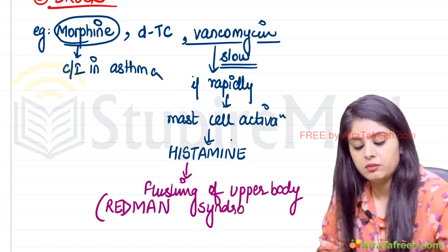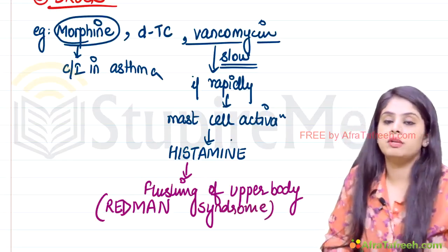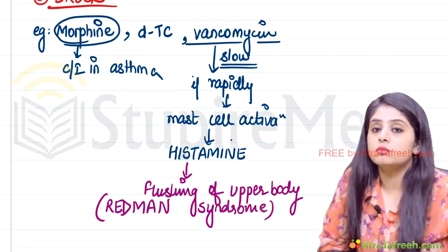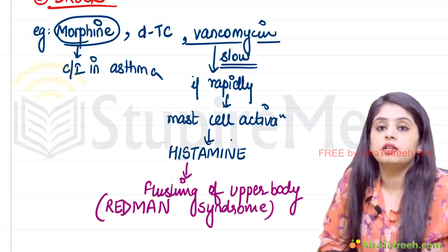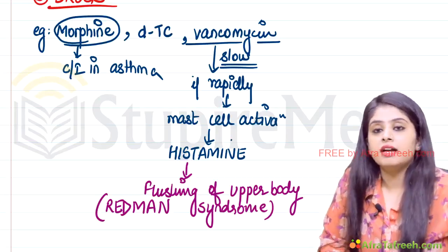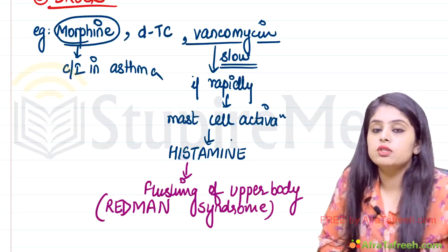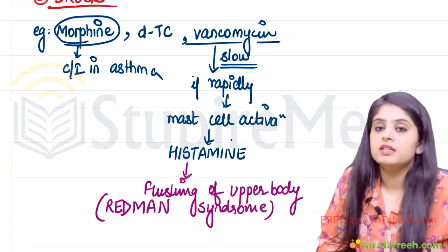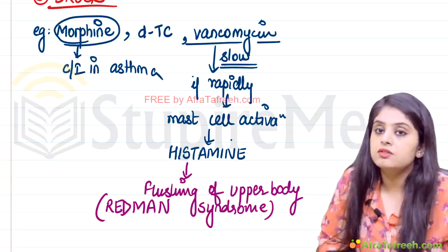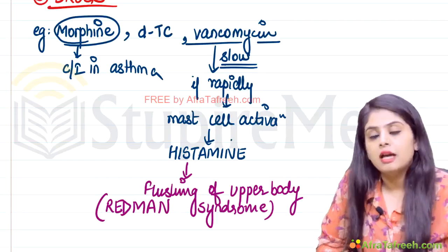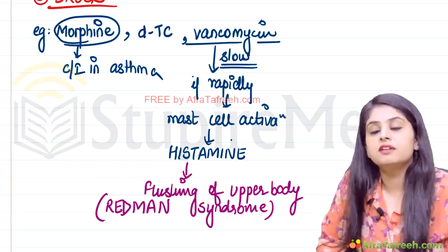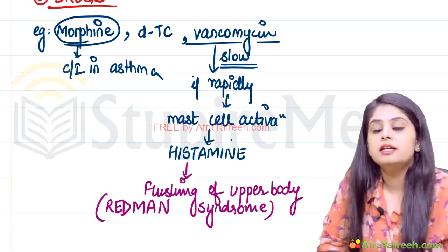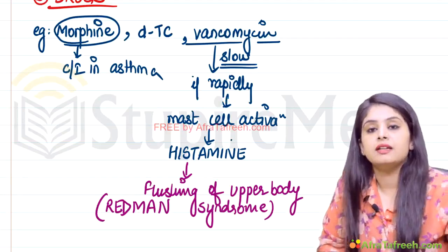So again, 2 links to pharmacology that you have made over here. Morphine is that drug which is never given in asthmatic patients because morphine causes mast cell activation and more histamine release. Vancomycin is always given as a slow infusion, not rapid, because if rapid, then mast cells will get activated, histamine will be released, and there will be flushing in the body. Because flushing results in redness, they've given it a fancy name, the red man syndrome. So these are all the ways by which a mast cell can be activated.